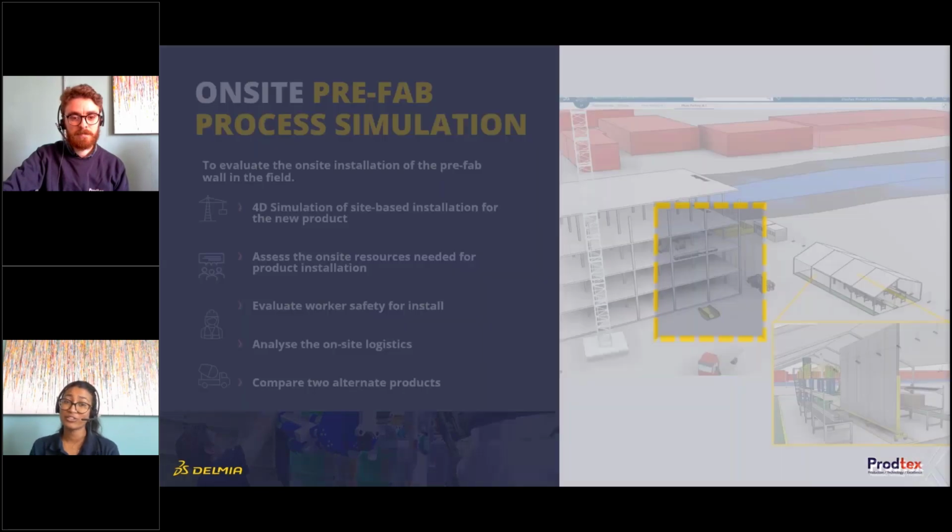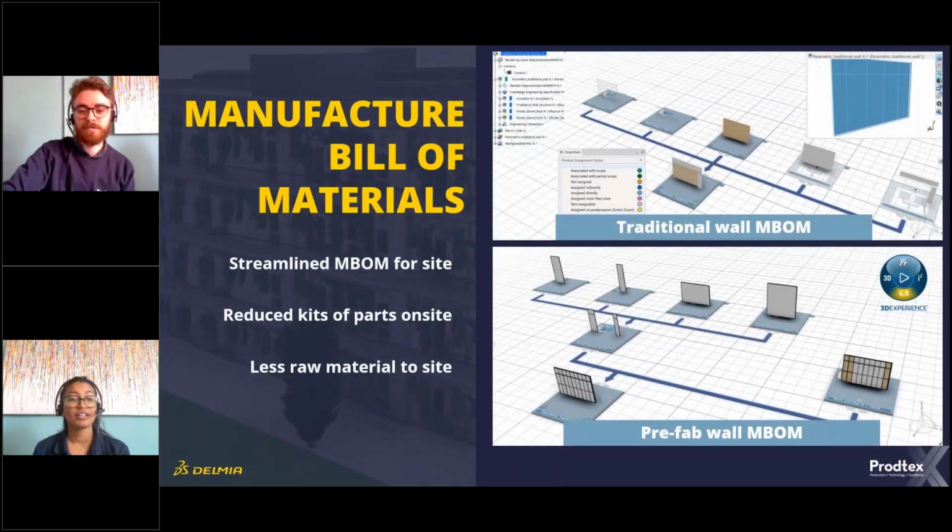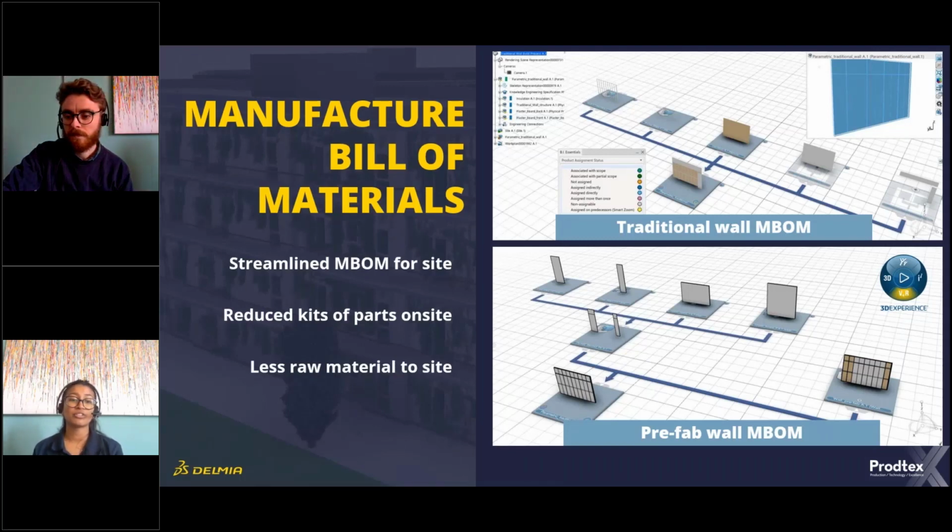So we move on to the manufacturing bill of materials, also called MBOM. We're looking into scenarios, just like James mentioned earlier. One is for the traditional wall, and the other one is for a prefab wall. On top, on the traditional wall, you can see that it's got 5 steps. So it looks very complicated. It's got lots of kits and sub-assemblies that will require a lot of resources to be shipped to the site.